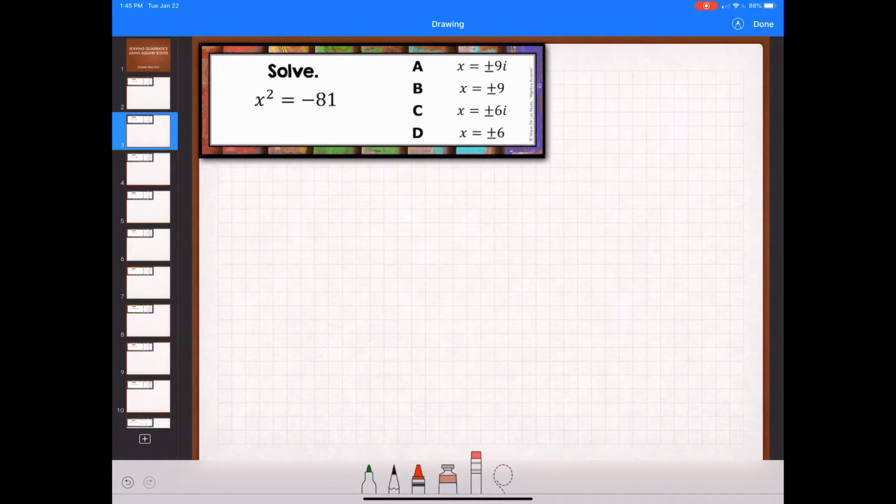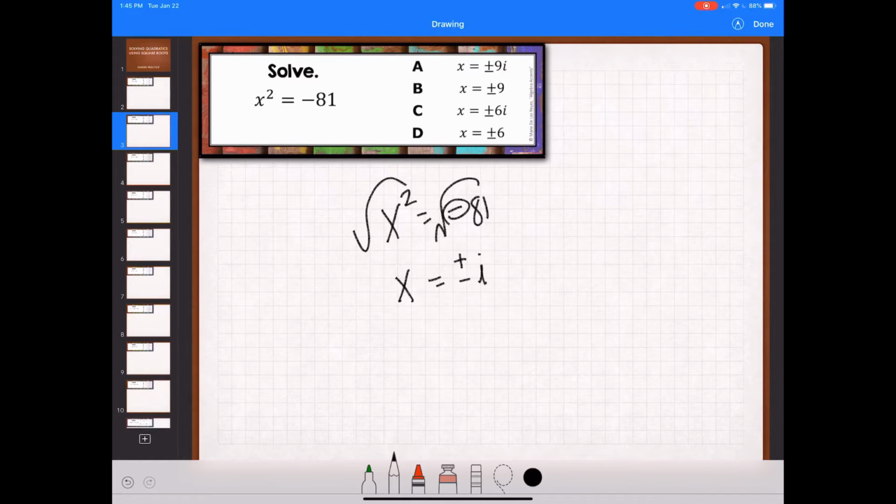Number 2, x squared equals negative 81. So again, take the square roots. So you get x equals positive and negative. Now here, because we have a negative in the radicand, we're going to factor out an i. So that's positive and negative i, square root of 81. And the square root of 81 is 9. So the proper way to write it would be positive and negative 9i.